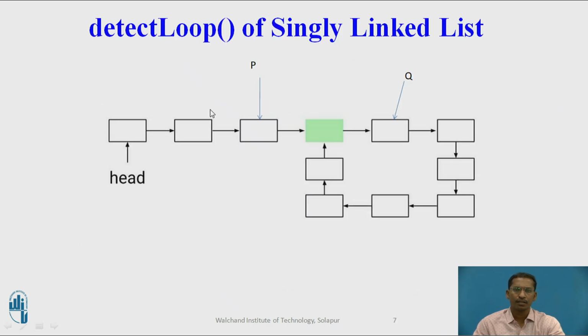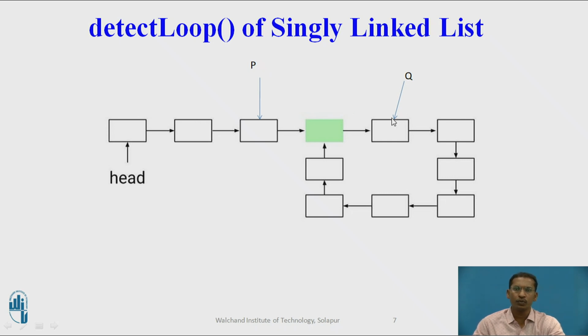For detecting the loop we are using two pointers, P and Q, or slow pointer and fast pointer. The slow pointer will go one by one step, pointing to the next node like this, and Q will jump to the next node like this. So P and Q will traverse the singly linked list at least once. Only then are we finding out whether the singly linked list contains a loop or not. So it requires at least one traversal to find out whether the singly linked list contains a loop or not.